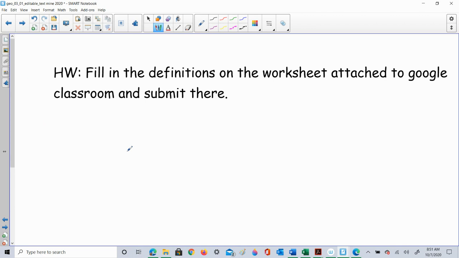All right, so your homework tonight is to fill in the definitions on the worksheet attached to the Google Classroom and submit it there. It says vocab and notes. Please note I have added to materials for this section a set of flashcards and a chapter summary. The chapter summary will be for when we're done, but it's good to look at, one or two pages that summarize what we've done. Not everything will be on every chapter summary, but most of it will be there. So take a look at that.